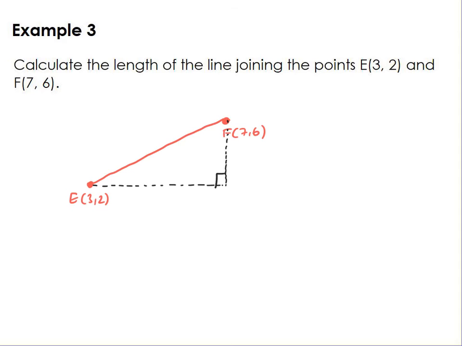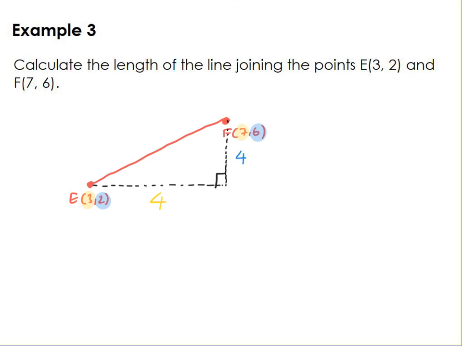Now we don't have boxes to count this time, but we can figure out how long this side is and this side is by looking at the coordinates. So let me look at the x coordinates first, because if I move this way, I'm travelling along the x-axis. If I move this way, I'm travelling along the y-axis. So my x coordinates, I've started at 3 and I've ended up at 7. That must mean I've moved a distance of 4. If I then look at the y coordinates, I started at 2 and ended up at 6. That's also a distance of 4.